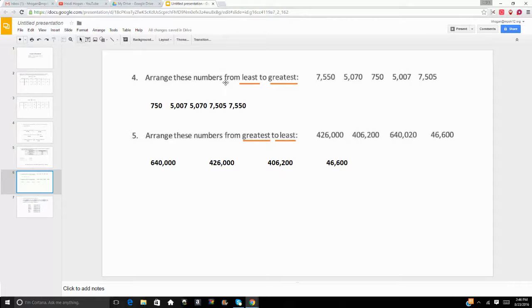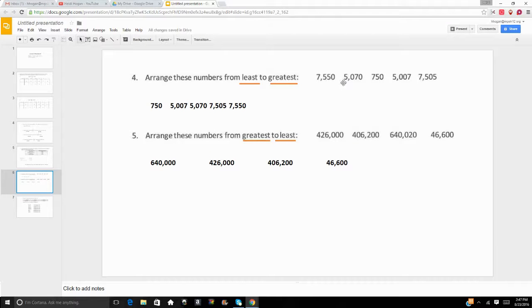Now, this is another time it's important to know if you're going least to greatest or greatest to least. You're arranging these 5 numbers from the smallest, the least, to the greatest, the largest. And if we look at place value, we know that this has 4 digits, this has 4 digits, this has 4 digits, this has 4 digits, and this only has 3. So we know this is the smallest, so we can move that right over. That is the smallest. And then we look in the thousands place, and we have 7,000, 5,000, 5,000, 7,000. Well, we know that 5,000 is smaller than 7,000.